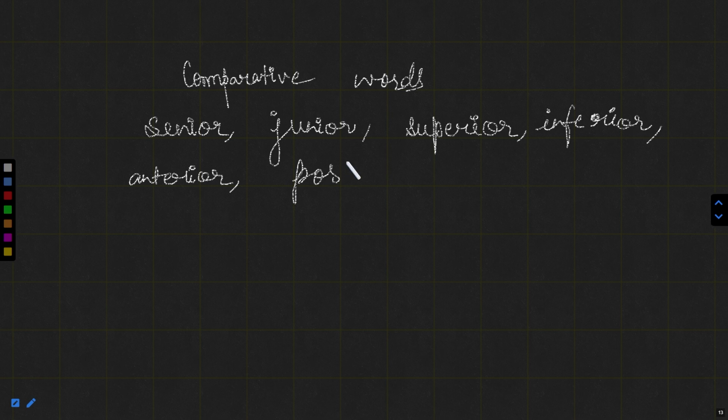Now we have another word that is prefer. Also we use preferable. So prefer, and one more word that we have is elder. There are many such words as well. Now these are comparative words.